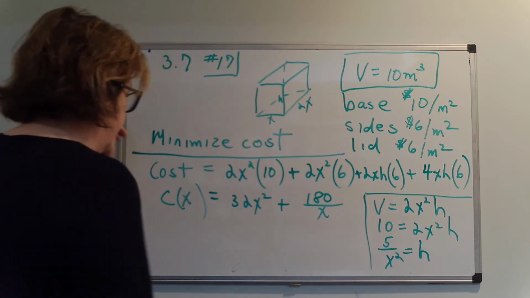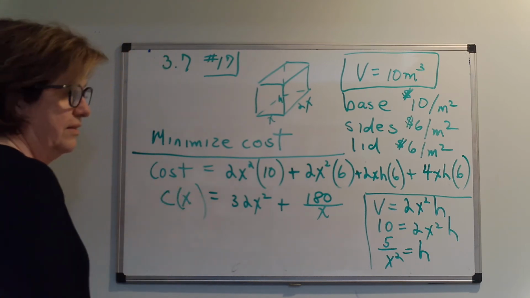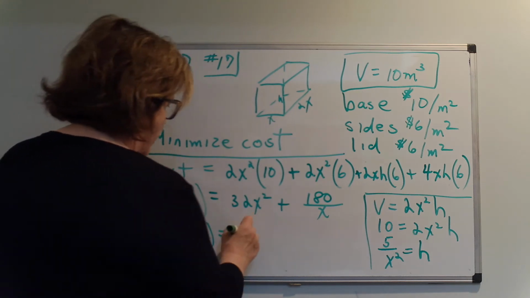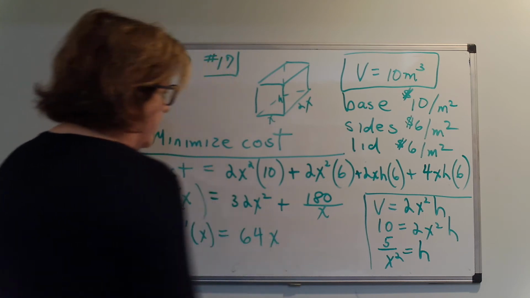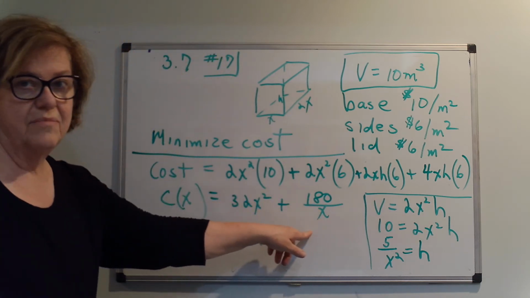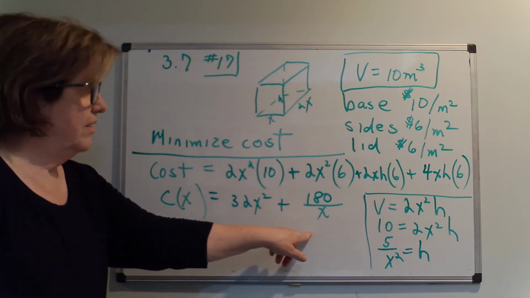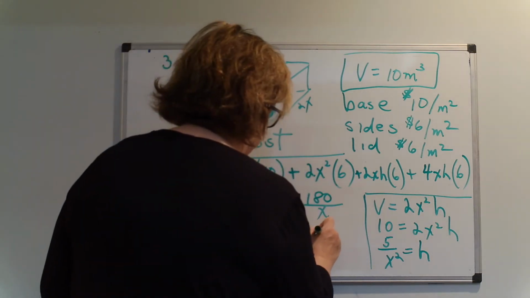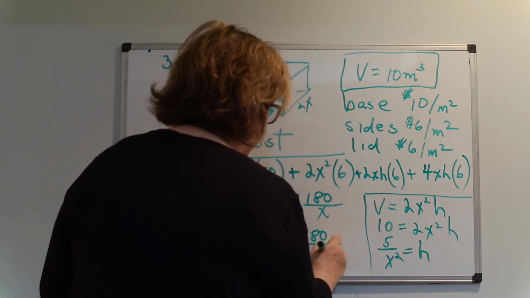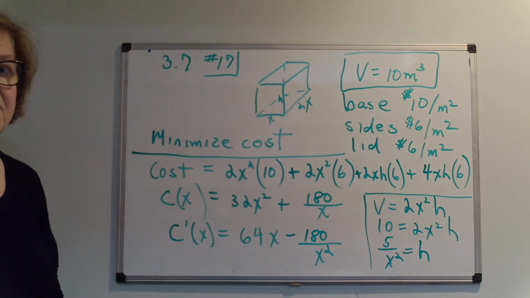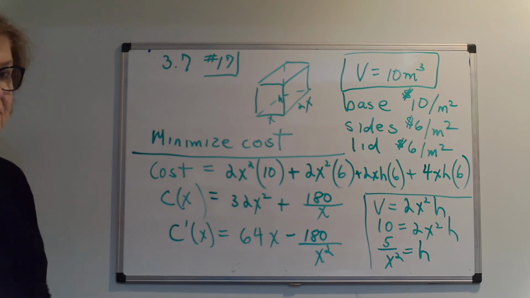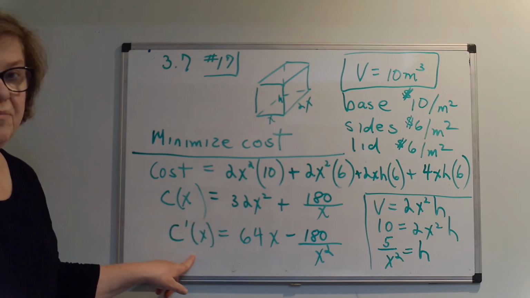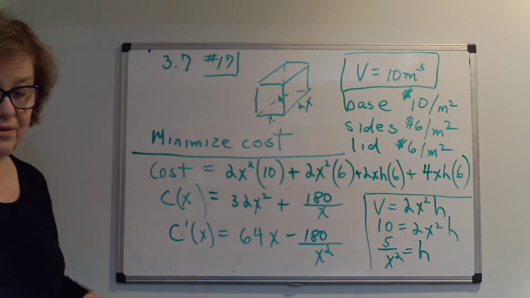Okay, so we've got to find the derivative. C prime of x equals 64x. Then this is going to be 180 times x to the negative 1. So we can just bring the negative 1 down and decrease the exponent by 1. That'll give us an x to the negative 2, which is x squared. Where could that be a minimum? Where the derivative is 0.